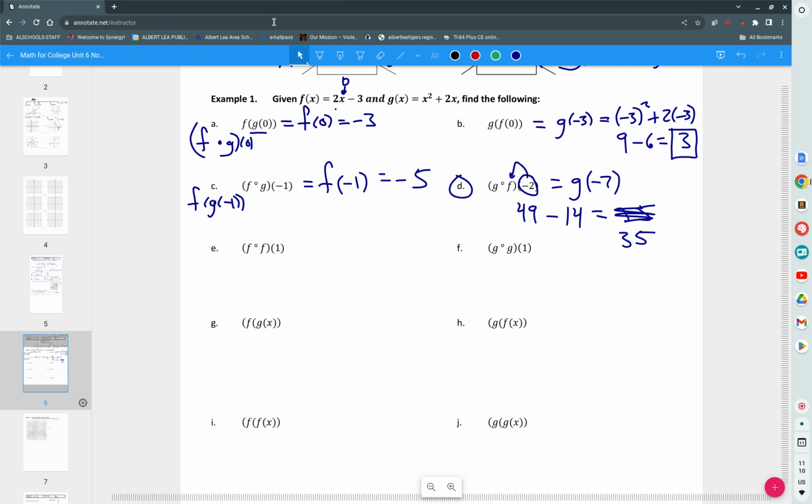All right. What's different about letter E? There's two F's. And so we are going to take 1 and plug it in for F. What do you get when you plug in 1 for F? You get negative 1. Then you take negative 1 and plug that back in for F again. 2 times negative 1 is negative 2. Negative 2 minus 3 is negative 5. So negative 5 would be your answer? Yes.